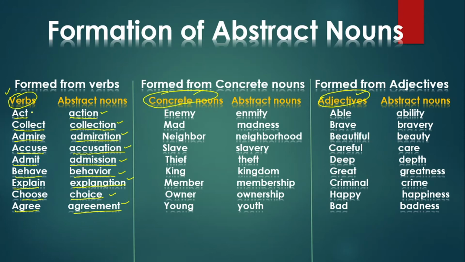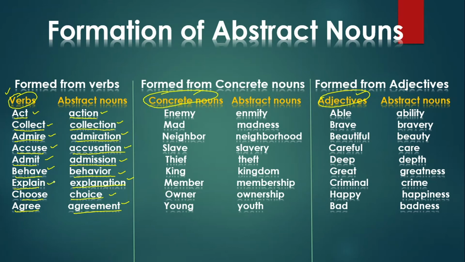He acted well and his action is liked by everyone. I collected some receipts. My collection was quite slow. You admired him, and your admiration made him encouraged. I accused him. My accusation was wrong. I admit the fee. Admission was done. You behaved with him. Your behavior was nice.